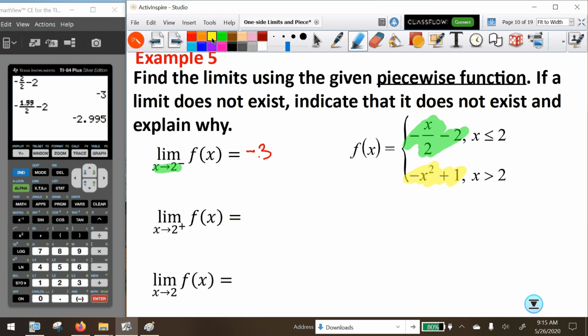And we're going to have to use the other definition of the function, this yellow one, negative x squared plus 1. Negative x squared plus 1, I'm going to say from the right side of 2, 2.01. That's pretty close to 2, but slightly greater than 2. Negative 3.0401. If I get even closer to 2, maybe I'll put in 2.001. We can see that this is still getting closer and closer to negative 3. So this is approaching negative 3.